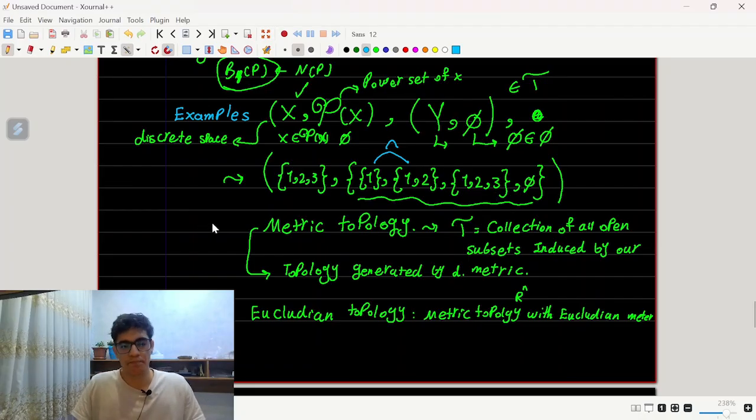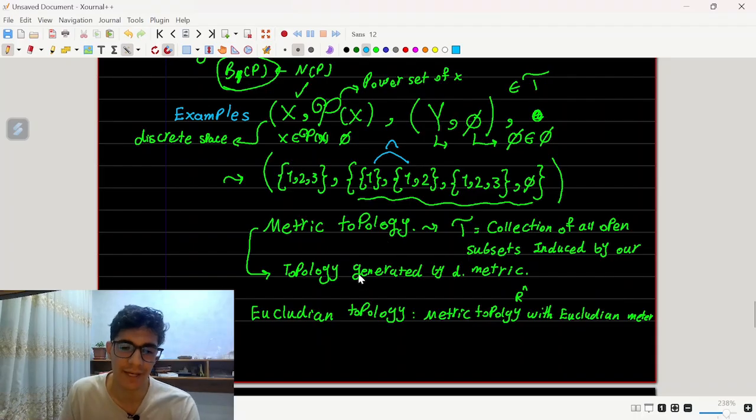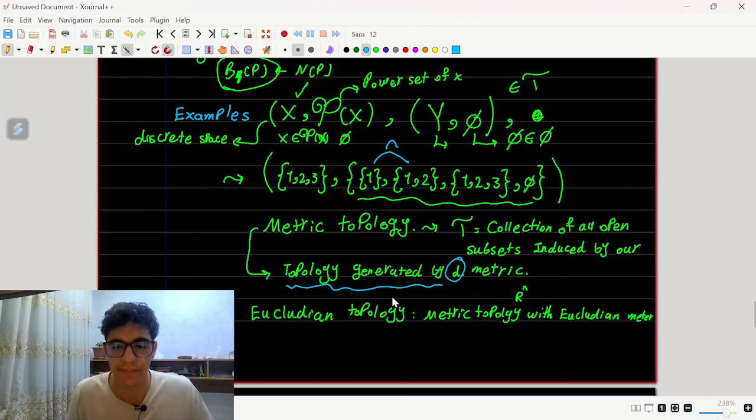And then there is a really important topology, which we call the metric topology, and we define it as the collection of all open subsets induced by our metric. So that's what the metric topology is, and you can check that it is a topology. I will give you this as homework. There is another phrase for that, which is topology generated by D, where D is our metric. There is the Euclidean topology, which is the metric topology on R^n with the Euclidean metric. And yeah, that's a topology too.